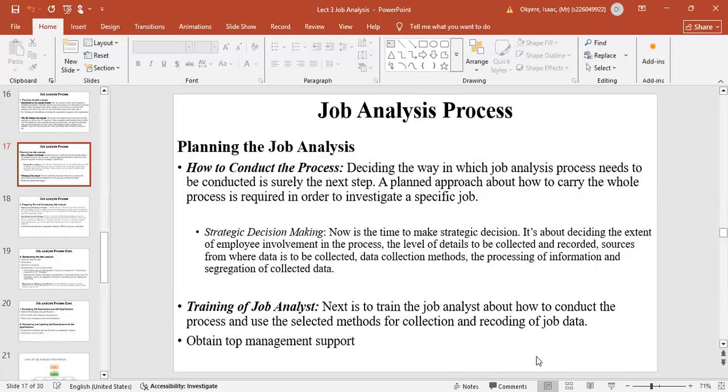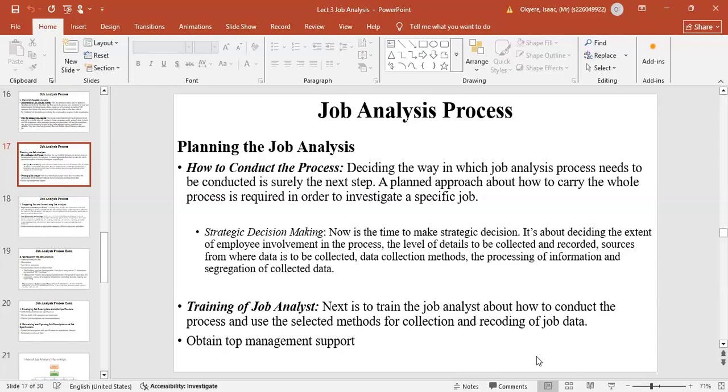Remember, in job analysis, the ones who perform the job analysis are known as the job analysts. We have those who possess specialized skills. And at times, we can decide to select some people in the organization to do the job analysis, but those people must have special qualities or special qualifications. And then they are expected to do the job analysis.